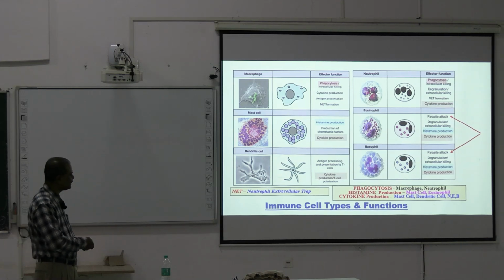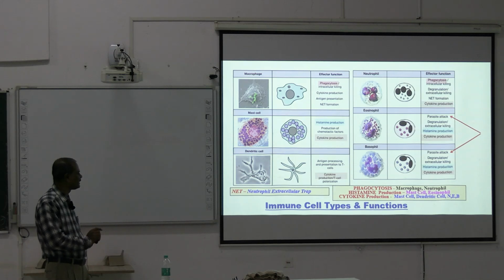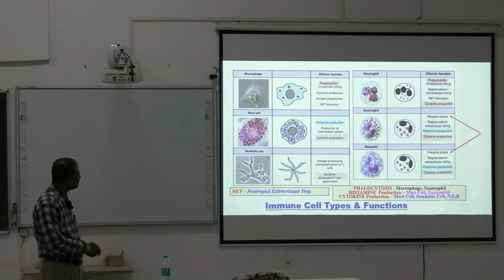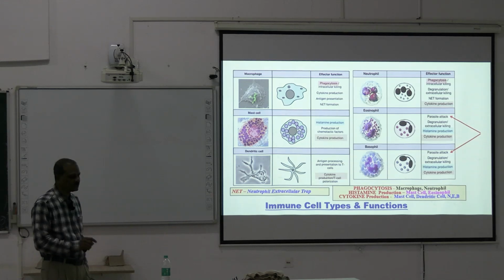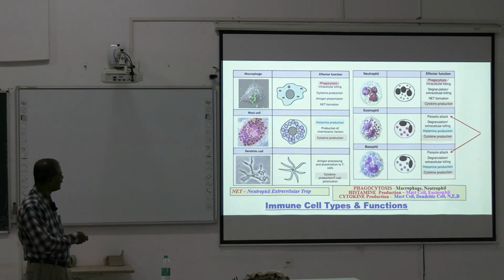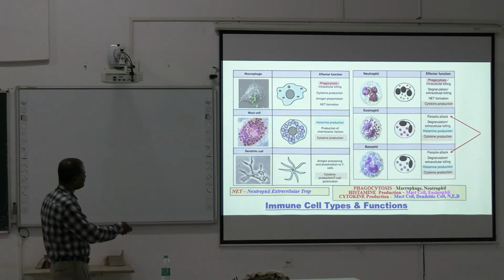For cytokine production, you just write down mast cell, dendritic cell, neutrophil, eosinophil and basophil. Apart from this, there are many other things. I do not want to bother you with too much information. Neutrophil extracellular trap is another mechanism for destroying organisms. I will not tell this thing.